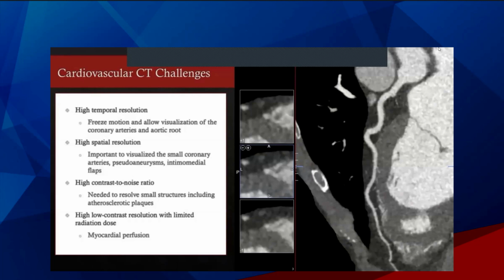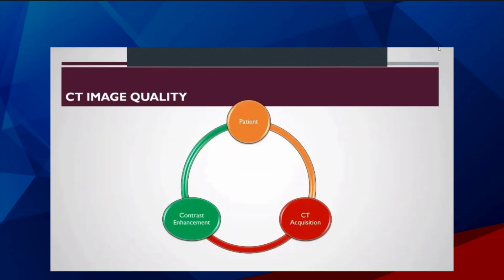It requires high contrast to noise ratio that is needed to resolve small structures, including the atherosclerotic plaques and their components, and also needs high low contrast resolution with limited radiation dose. This is particularly required when doing perfusion imaging.